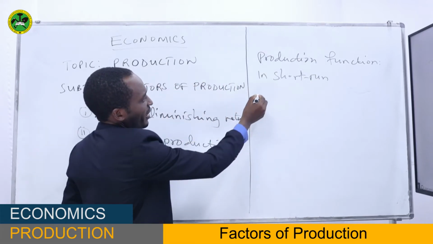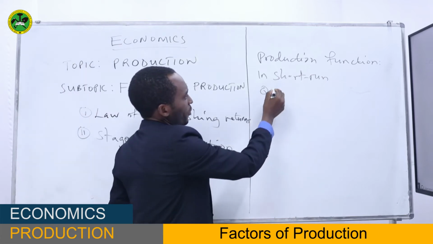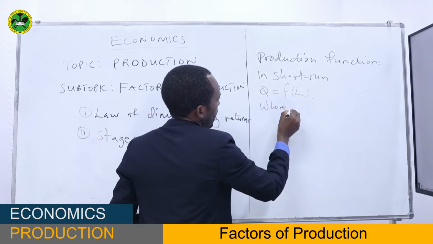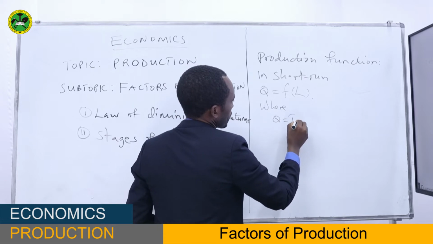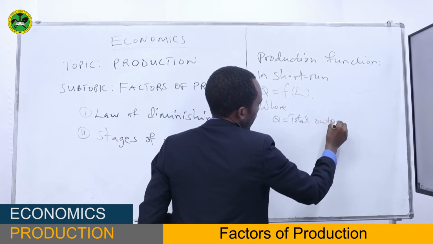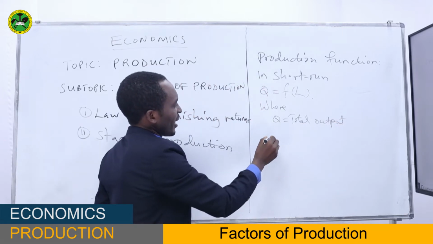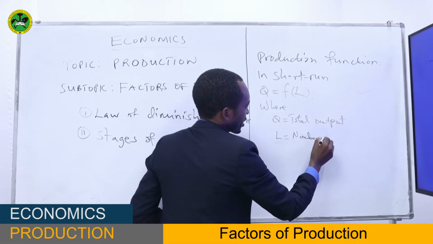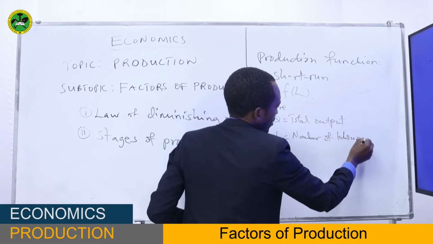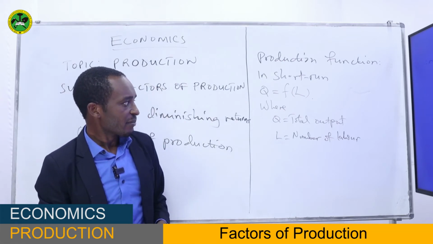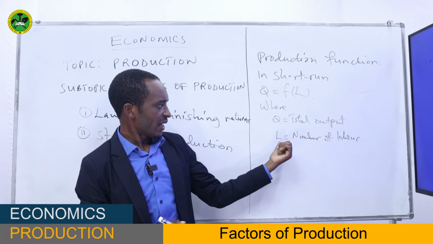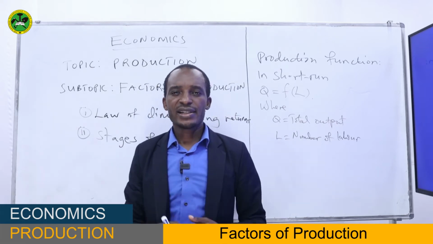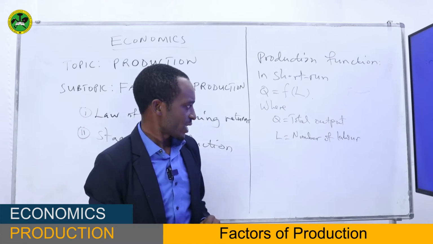Okay, now in the short run, the output produced will be equal to a function of labor, Q = f(L), where Q is equal to total output, and L is equal to the number of labor or workers which will be employed. So in the short run, we consider the variable labor while other factors like capital, land, and entrepreneur are kept constant.